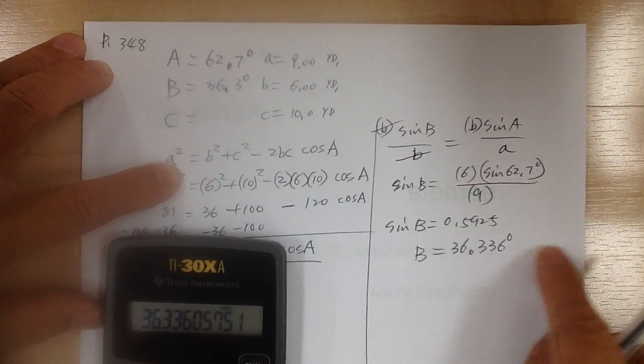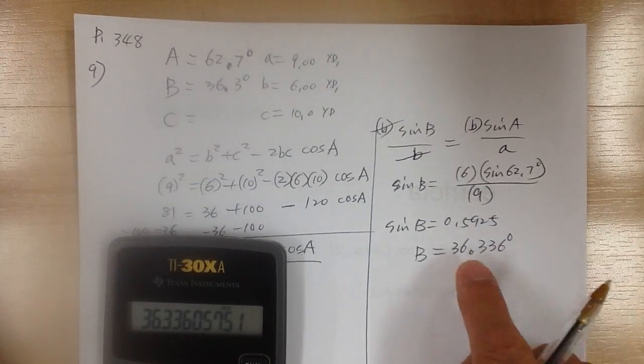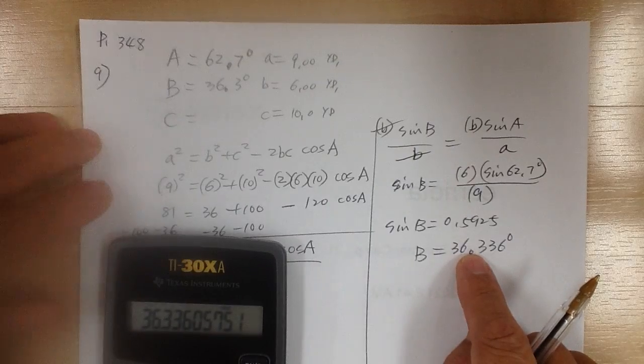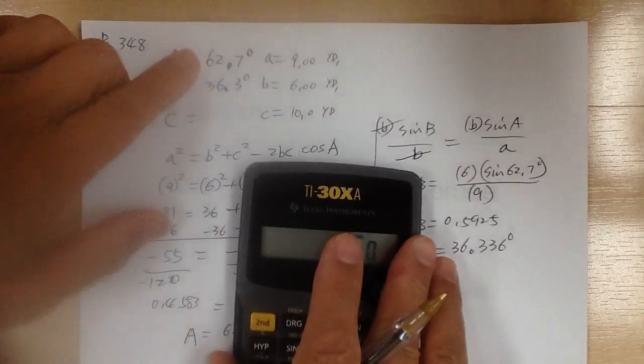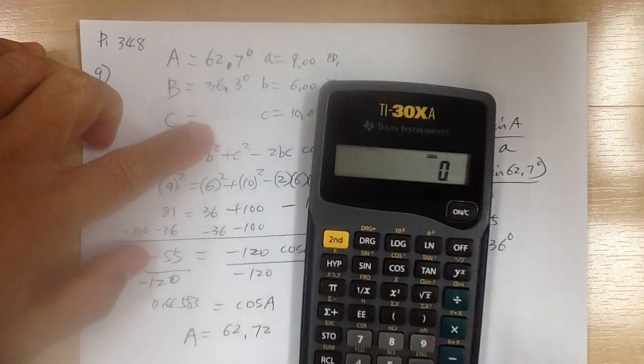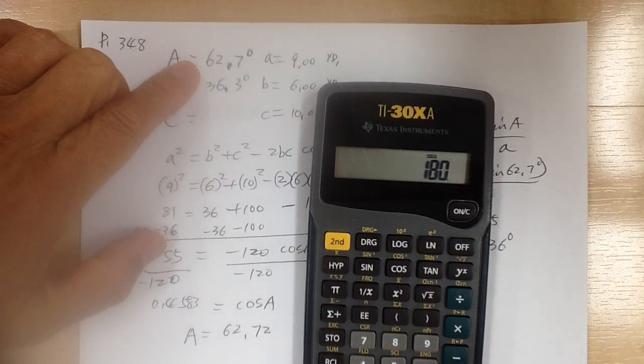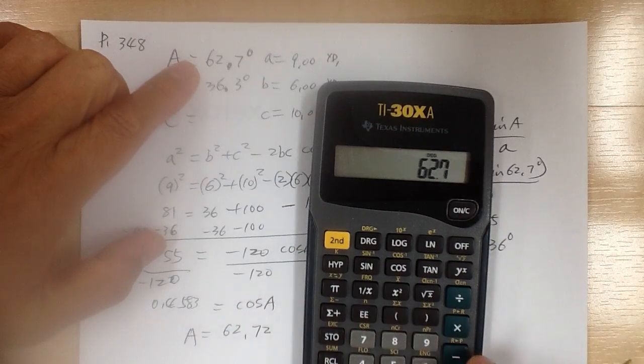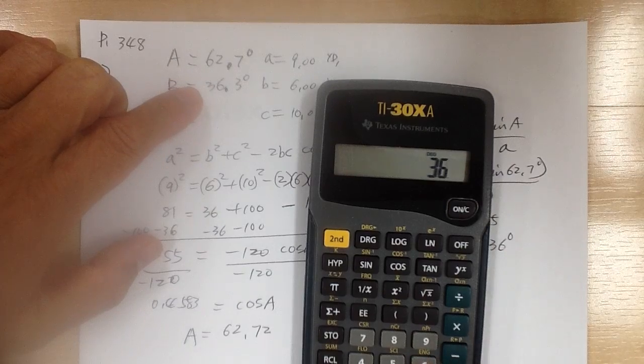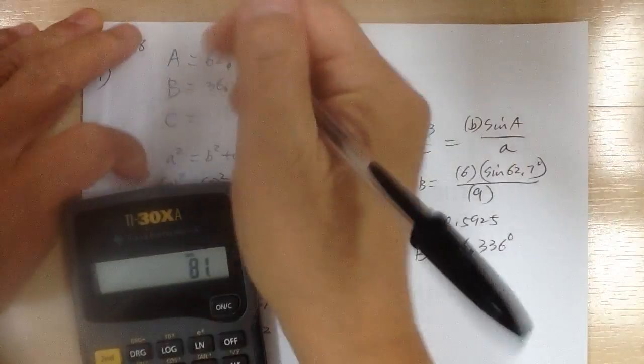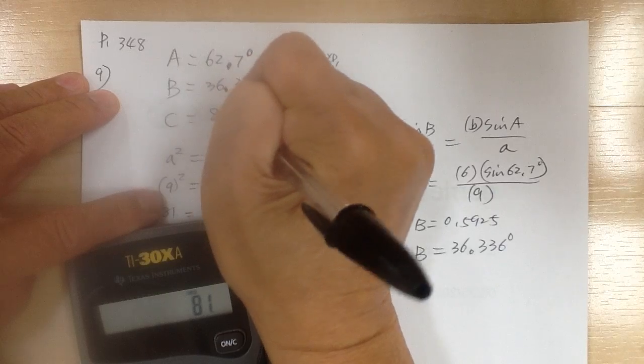So if you try B2, it's going to be too big, right? Because again, this cannot be more than 90. Okay, so once I do that, I can find angle C. So 180 minus 62.7 minus 36.3 equals 81.0 degrees.